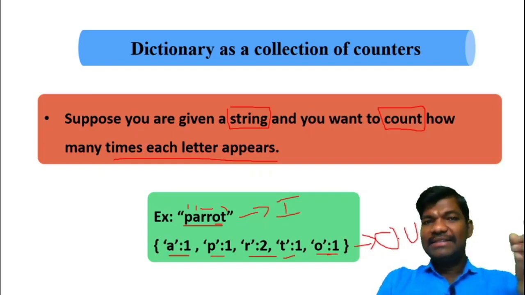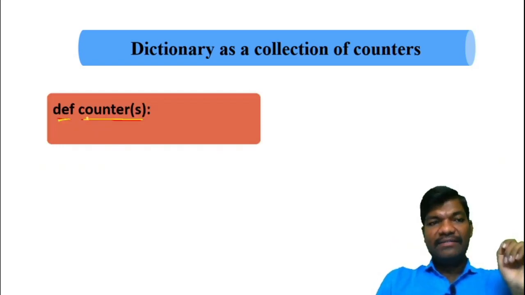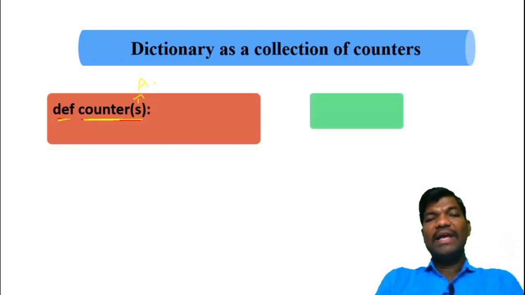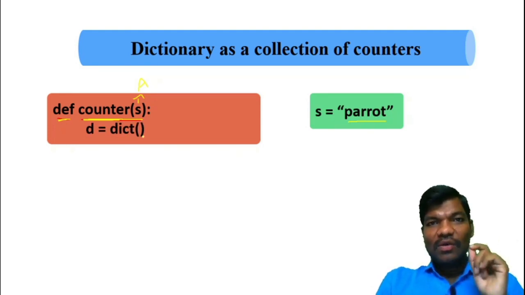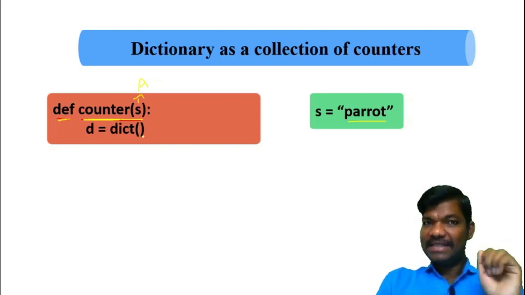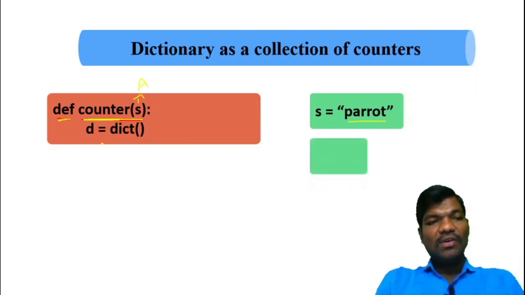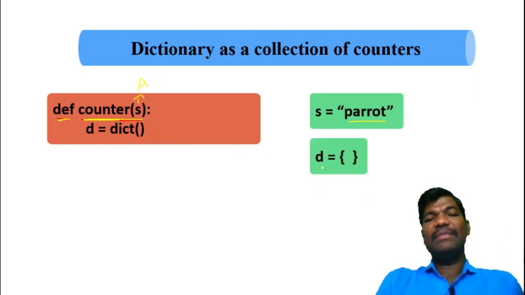Let's check the program. How to give the program? By using def, we are creating the function counter of s. This is the argument. What is the example? Here I am considering s is parrot. So d = dict(). What is the use of the dict function? It creates an empty dictionary. So d = dict() creates one empty dictionary.